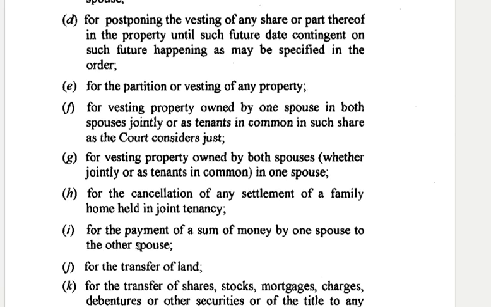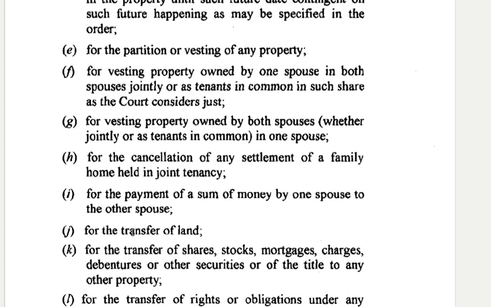I, for the payment of a sum of money by one spouse to the other spouse. So the court has the power to order that one spouse pay the other a sum of money. I guess that's what they call alimony. J, for the transfer of land.